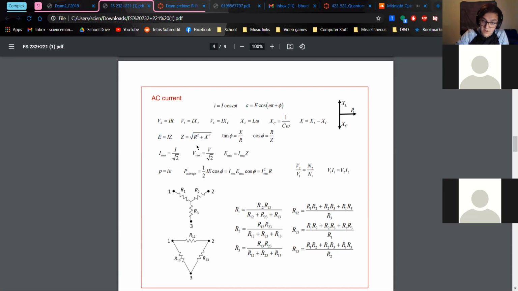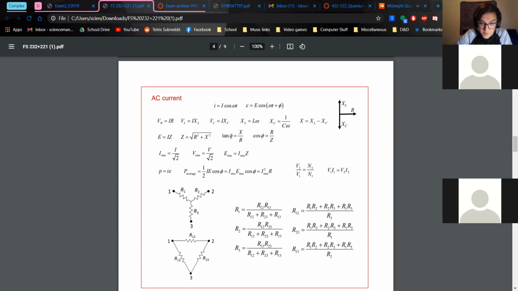This definition of Z is very useful. You're gonna need it, so make sure you know where it is. This cosine of phi, this is worth writing down, this is the definition of what a power factor is. So cosine of the phase angle phi is what the power factor is. That is the definition of what it is. So the power factor is cosine of phi. So if you know what phi is, you always know what the power factor is.